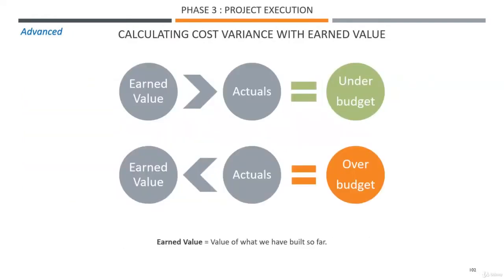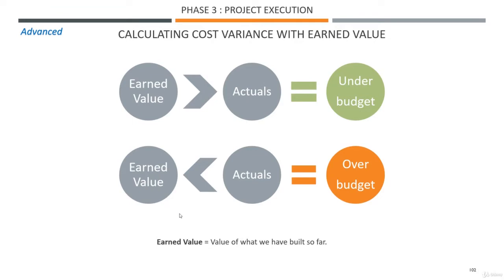Let's continue with earned value. Earned value, the value of what we have built so far, if it's greater than the actuals, then you are under budget. But as we've seen in the example just before with the houses to be painted, when the earned value is smaller than your actuals, then you are over budget. You didn't get what you paid for in a way.